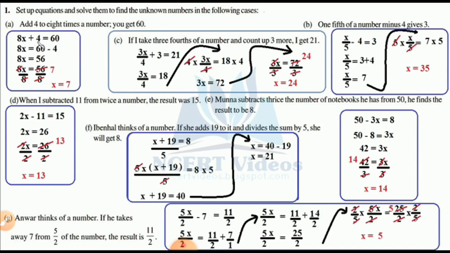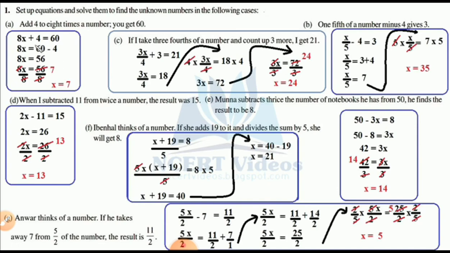Transposing 4 to the right side, plus 4 becomes minus 4. 60 minus 4 gives us 56. 8 cut, x is equal to 7. Correct. So when you put x is equal to 7, you will find the solution of this equation.